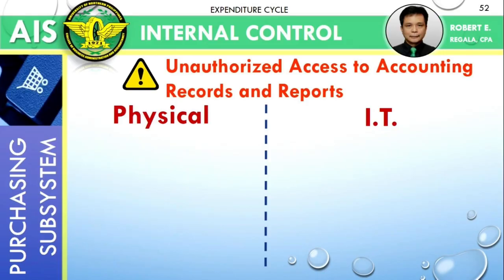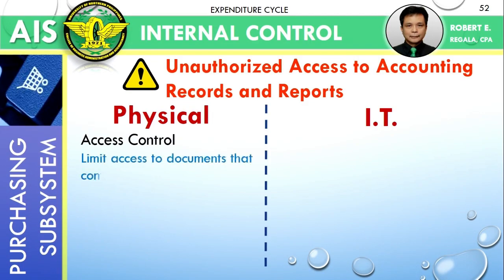Physical controls. Access control. A firm must limit access to documents that control its physical assets. For example, an individual with access to purchase requisitions, purchase orders, and receiving reports has all the ingredients to instigate a fraudulent purchase transaction. With the proper supporting documents, a fraudulent transaction can be made to look legitimate to the system and could be paid.